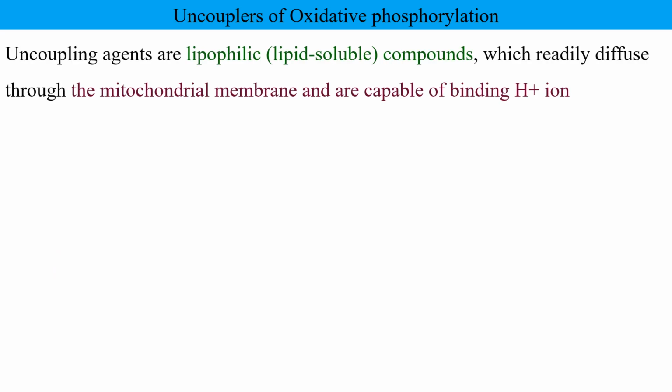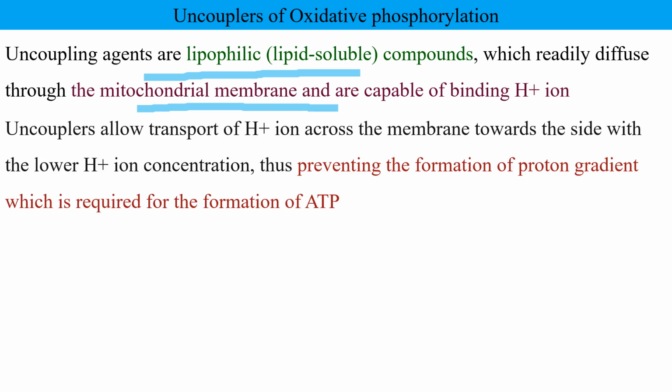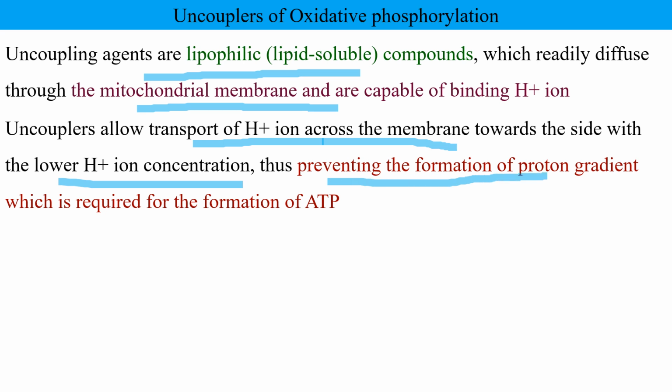Uncouplers of oxidative phosphorylation. Uncoupling agents are lipophilic, lipid-soluble compounds which diffuse through the mitochondrial membrane and are capable of binding H plus ions. So uncouplers allow the transport of protons across the membrane toward the side with lower H plus concentration, thus preventing the formation of the proton gradient which is required for the formation of ATP.